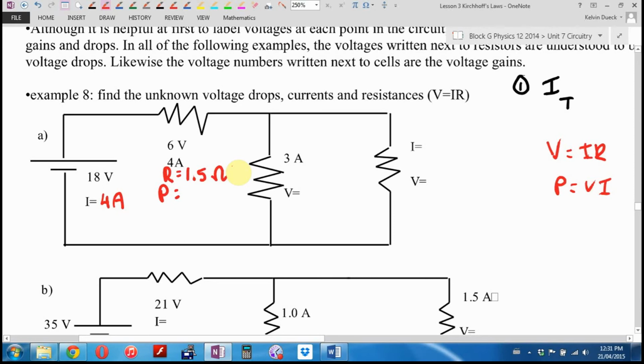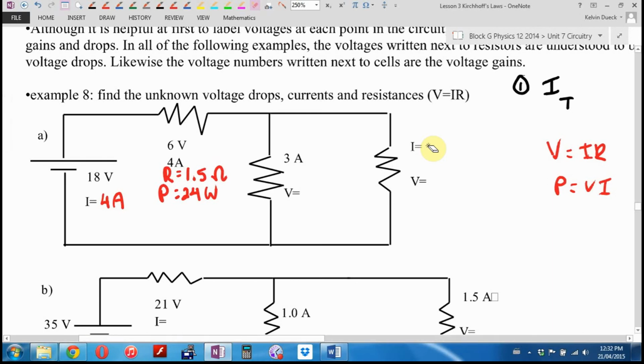24 V times I. To solve this, let's tackle currents first. How many amps are there in this circuit grand total? What's our total current? 4 amps. So how many amps must be here? Don't say 4. Look at the circuit.